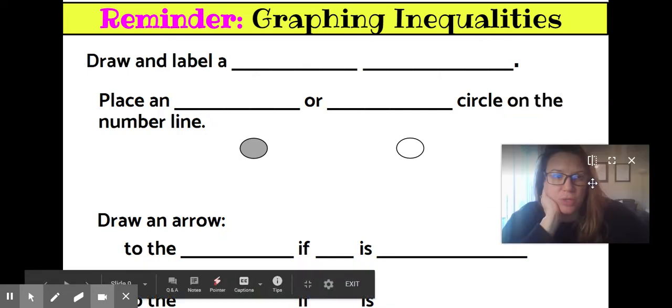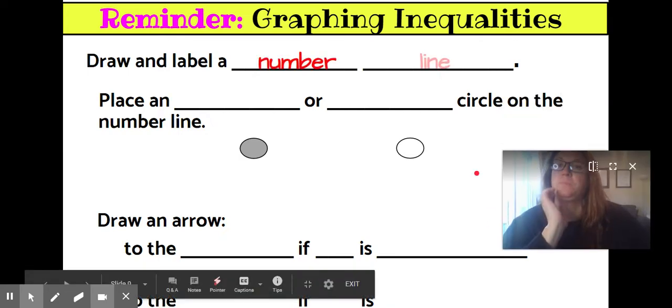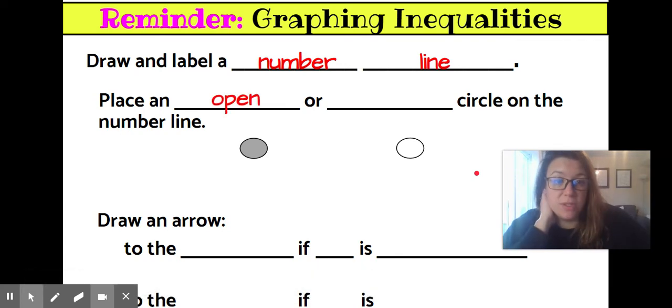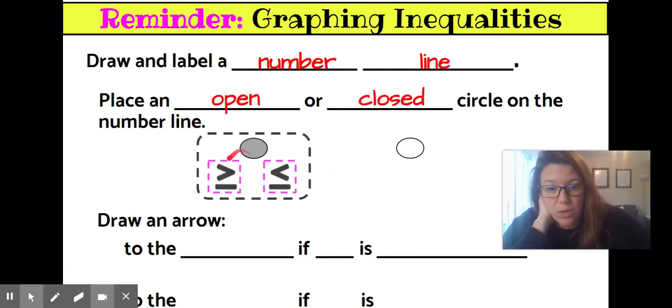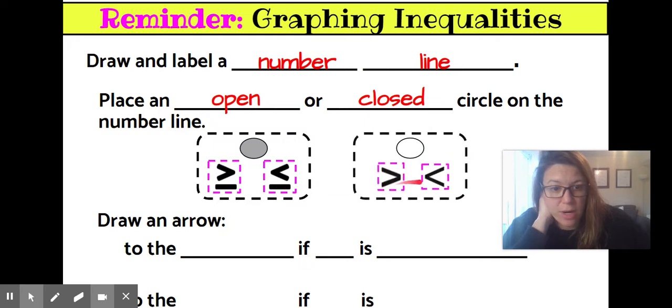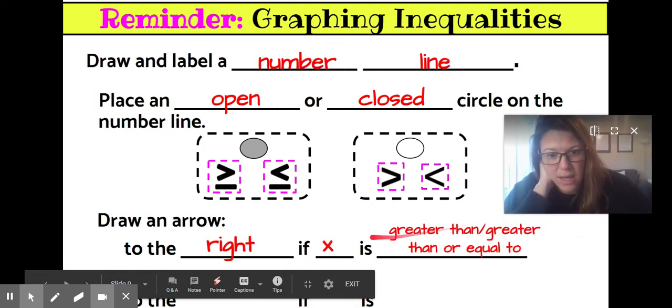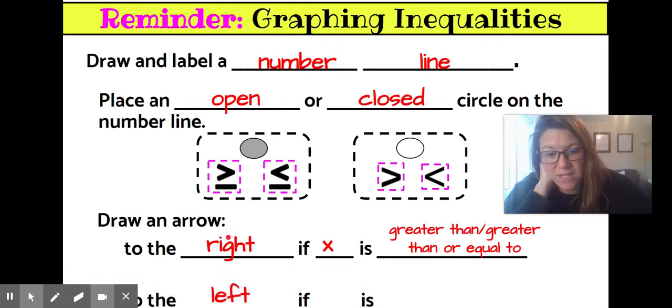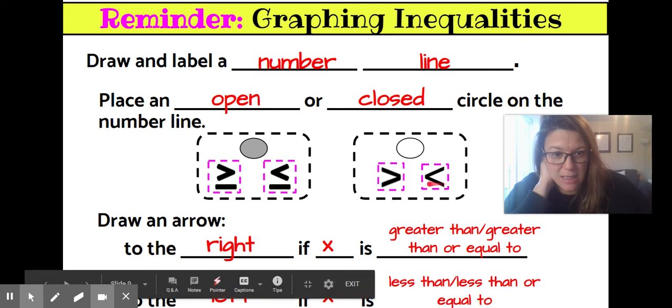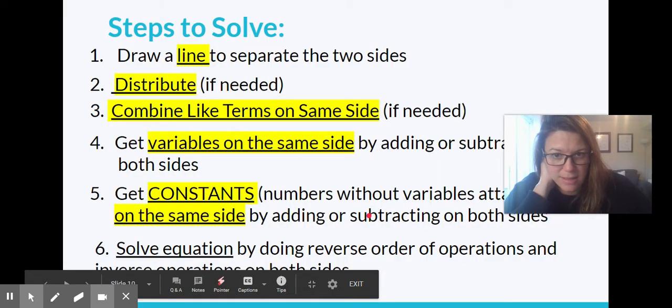Okay, so you're going to draw a number line, and you're going to place an open circle or a closed circle. The closed circle is for greater than or equal to, less than or equal to. An open circle is for greater than or less than. Your arrow goes to the right if the x is the greater side. Your arrow goes to the left if your x is the smaller side and it has the point sticking at it instead of the alligator mouth.